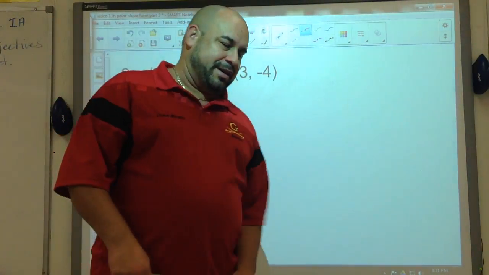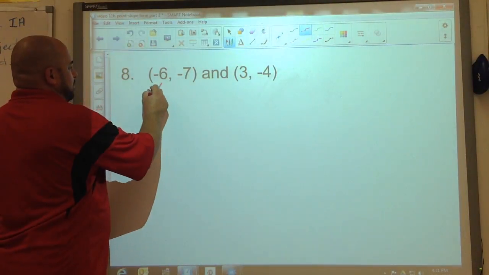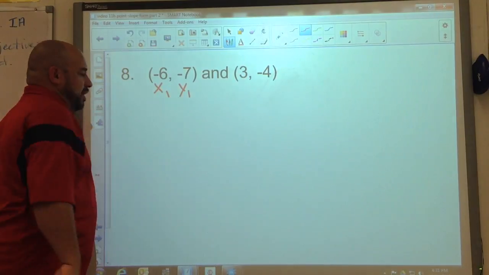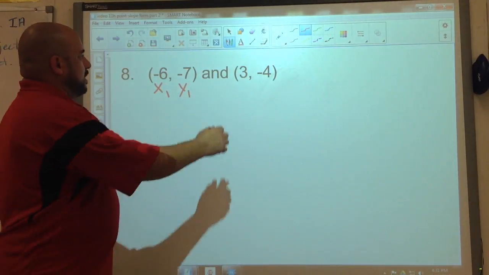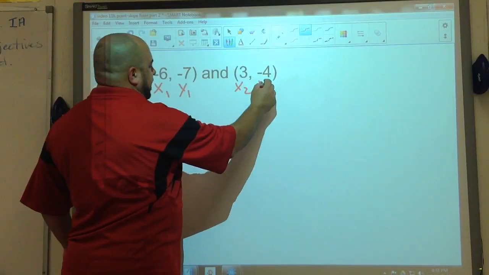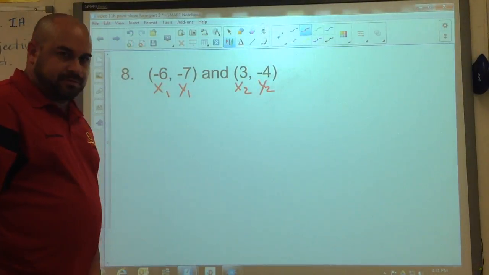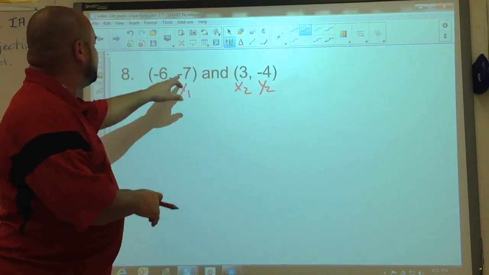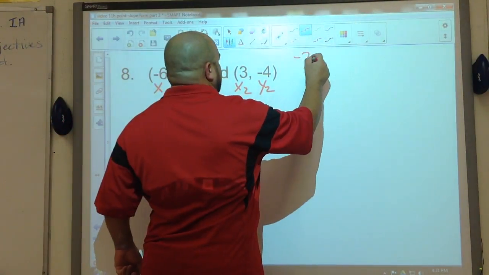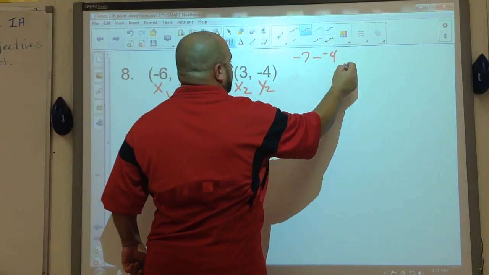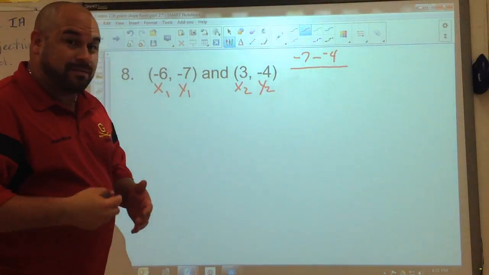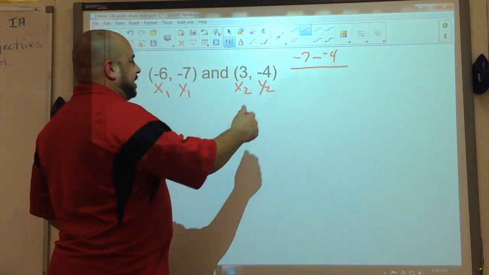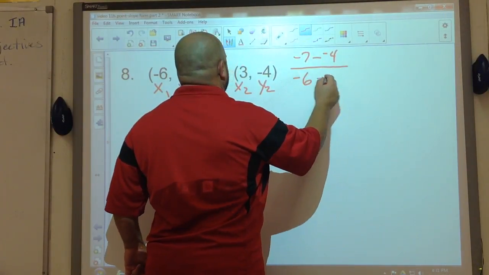Let's try number 8 now. One more time. We label the first ordered pair x1, y1. Then we label the second ordered pair x2, y2. Let's find the slope using the slope formula y1 minus y2, negative 7 minus negative 4 over x1 minus x2, which is negative 6 minus 3.